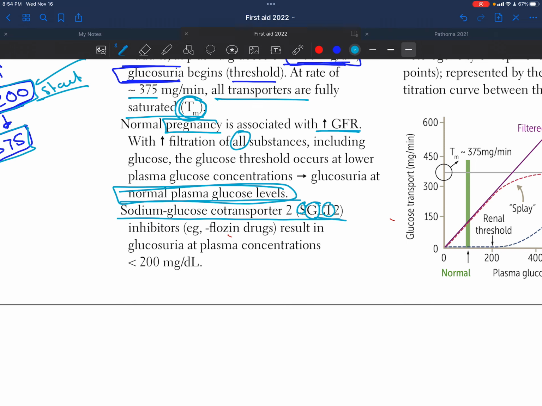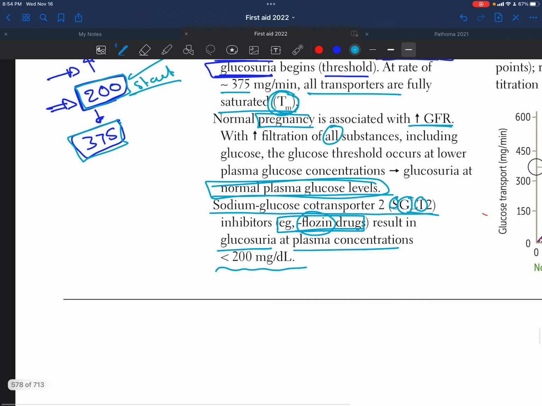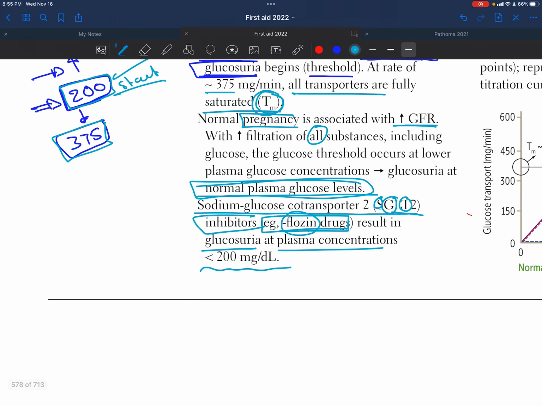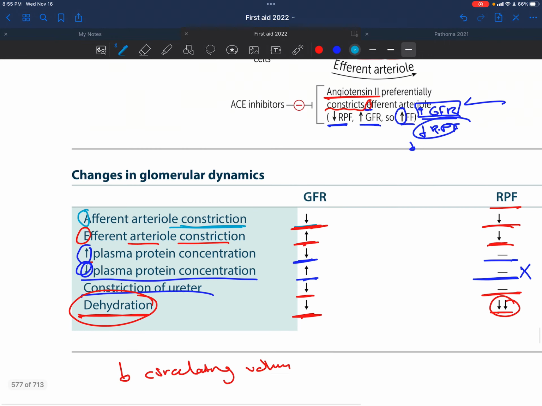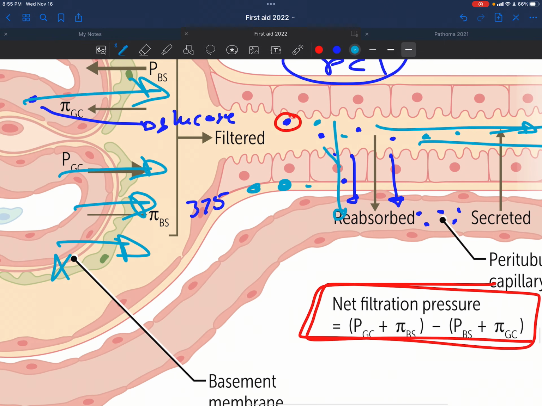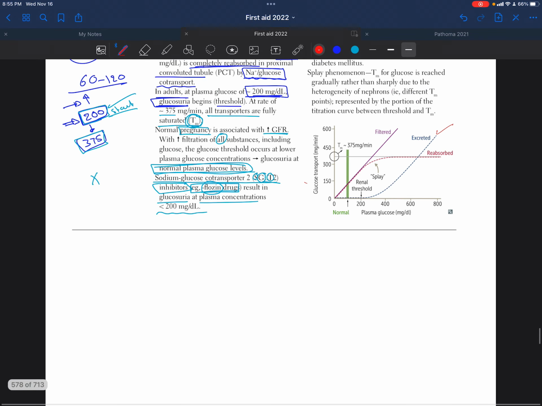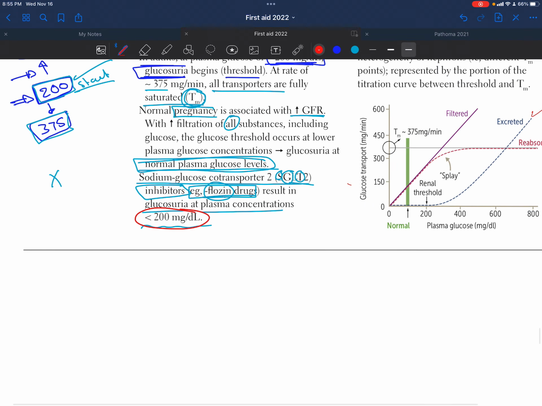has some drug inhibitors that we can use, and these are the drugs that end with the word flozin. They result in a glucosuria at a plasma concentration of less than 200. So if a patient is using some of these inhibitors, they inhibit the transporter that needs to take glucose and sodium into the blood. So if we inhibit this transporter, that means we will see more glucose in the urine, even if the plasma glucose concentration is less than 200.